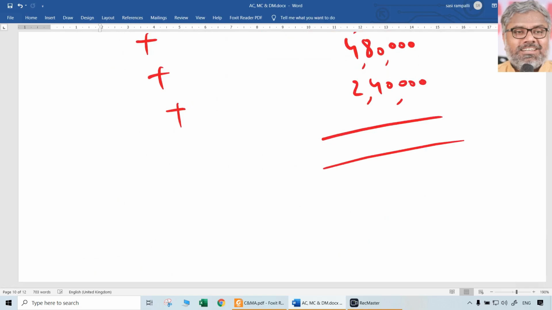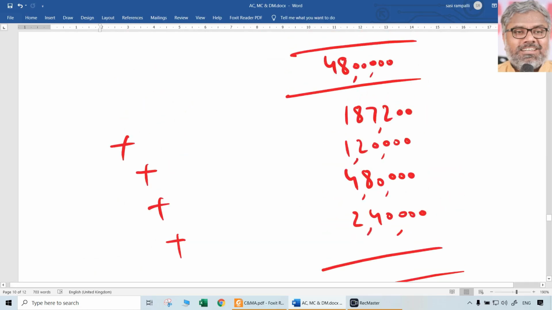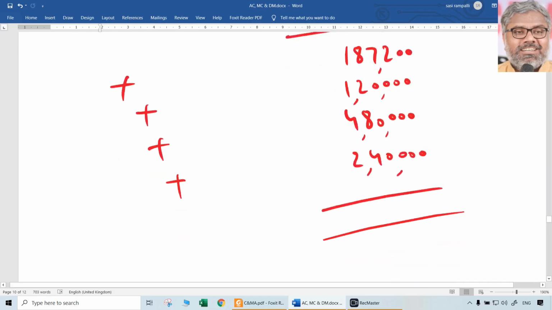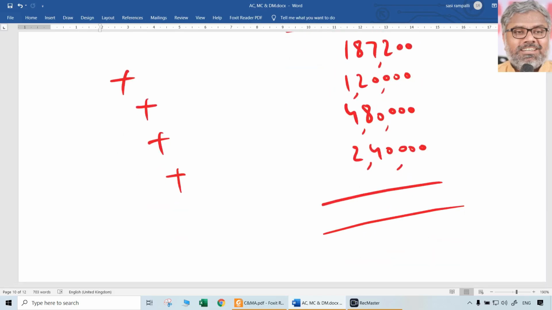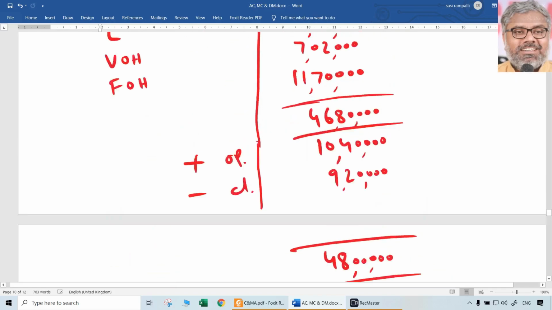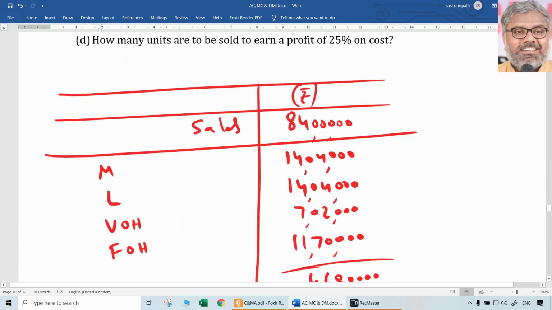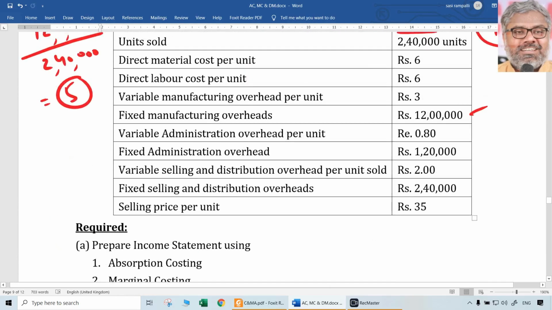Once again, taking admin overheads as non-inventoriable. So 48 lakhs plus 187,200 plus 120 plus 480 plus 240, that comes to 58 lakhs 27,200. So that is the overall cost we can say.